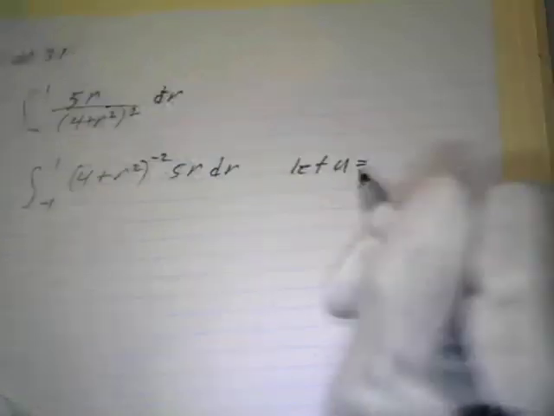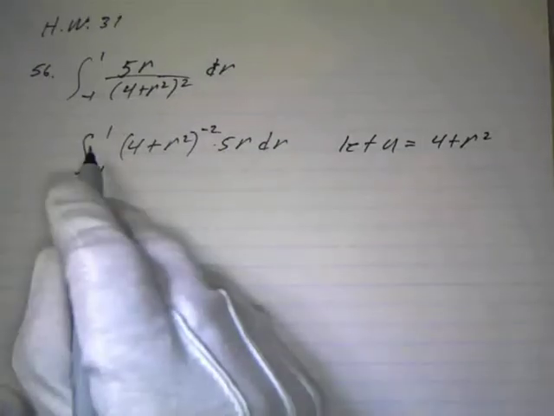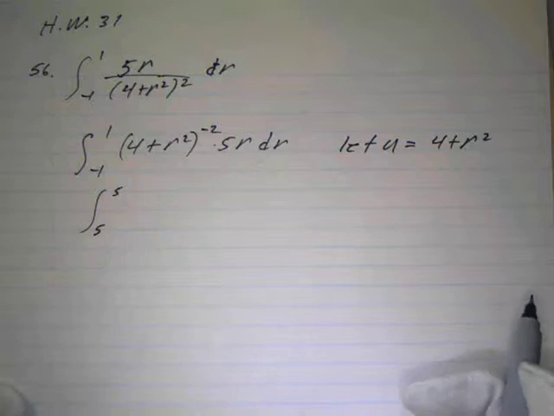So we'll let u equal 4 plus r squared. But we've got to change our variables over here. So this is going to be the integral. And when we square -1, we get 1. So 4 plus 1 is 5. And then when we square 1, we get that. So this looks like this is going to be 0 because we're going to integrate from 5 to 5. So we can just go ahead and say 0.